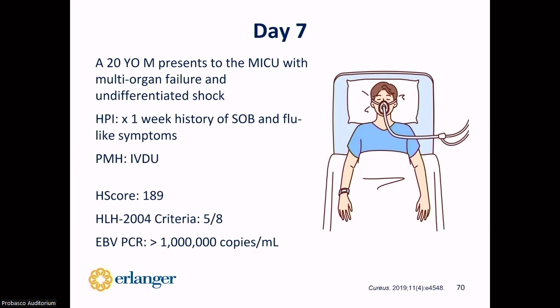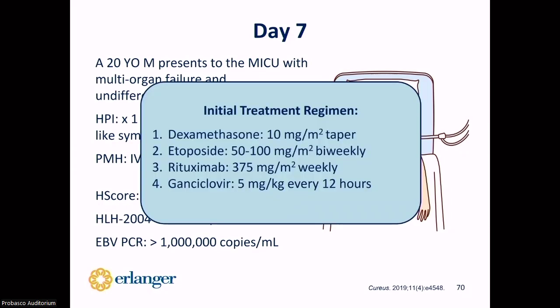This is the real treatment based off this patient case. What they decided to do was give dexamethasone 10 mg per meter square, exactly like the HLH-94 protocol. They gave etoposide, a little bit lower than what they gave in the protocol, so 50 to 100 milligrams biweekly. Rituximab, they gave given the Epstein-Barr virus to try to reduce that viral load in the B lymphocytes, and then they gave ganciclovir.